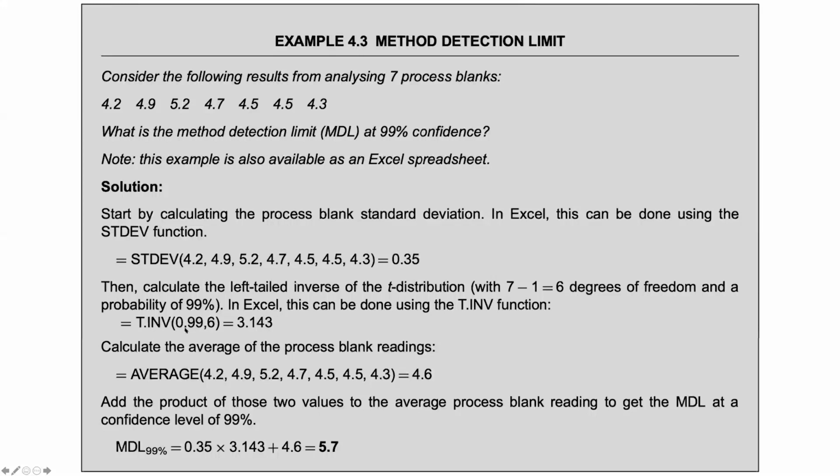Here you have to specify the probability, 99%. You also have to specify how many degrees of freedom. So degrees of freedom is the sample size, 7. So here you have 7 process blanks minus 1. And so that gives a value of 6. So use this function in Excel, t.inv, and that gives you a value of 3.143. Calculate the average of the process blank readings and then use the same formula as shown in the previous example to get the upper limit, which in this case is equal to 5.7. So that's your method detection limit.